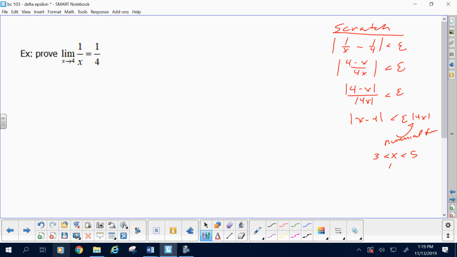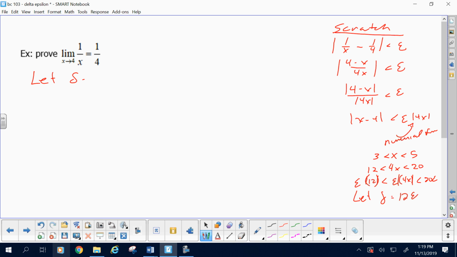So what about 4x? Multiply 3 by 4, so 4x is between 12 and 20, yeah? What about epsilon of 4x? Isn't epsilon times the absolute value of 4x between epsilon times 12 and epsilon times 20? So what should we choose for our delta? Let delta equal 12 epsilon or 20 epsilon? 12. Okay, 12 epsilon, you choose the lesser. So delta is 12 epsilon, and here we go with our proof.